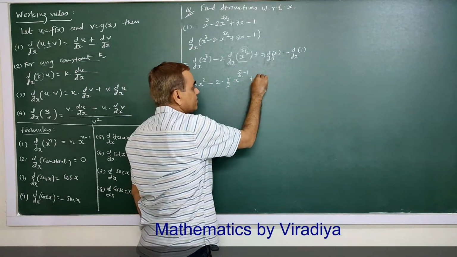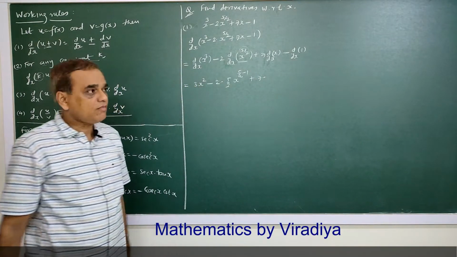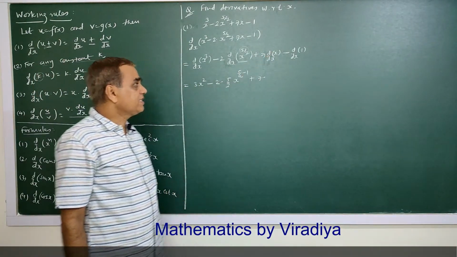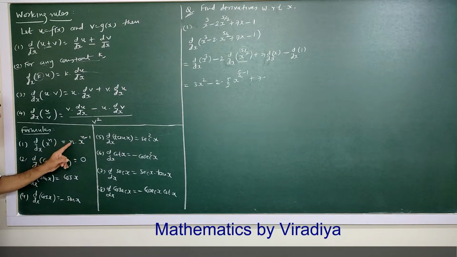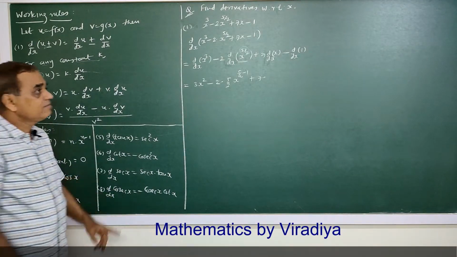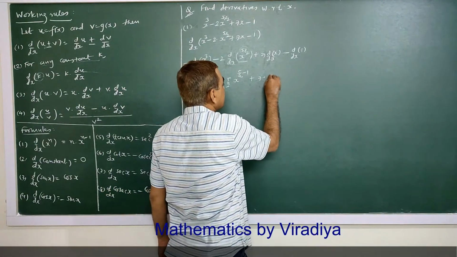Plus 7 into the derivative of x. x means x raised to 1. The derivative of x raised to 1 is 1 times x raised to 1 minus 1. So 1 times x raised to 0. x raised to 0 is 1. So 1 into 1 is 1. So the derivative of x is 1.